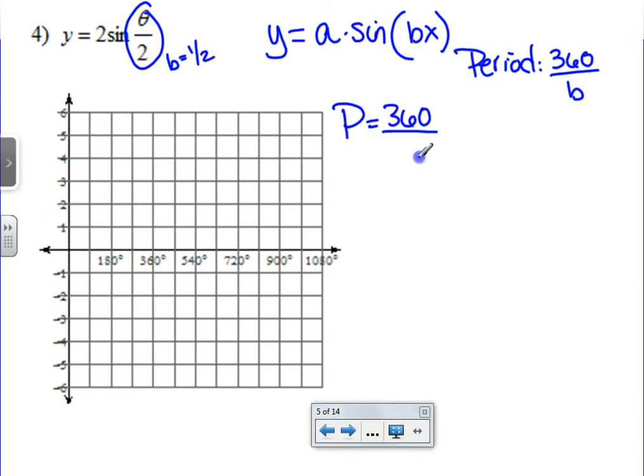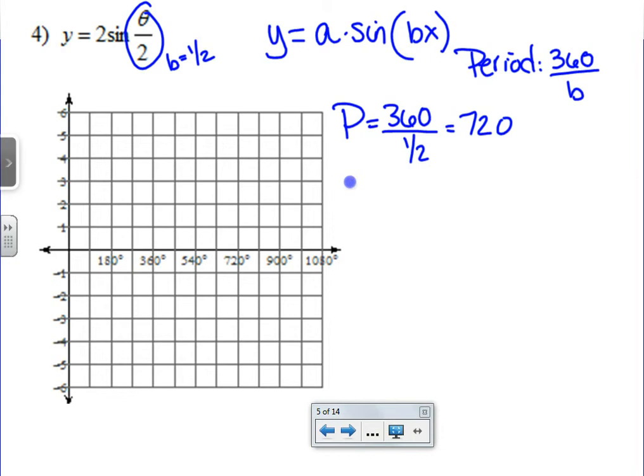It's a 1/2, because it's a 1/2 theta. Do you agree? I know it's divided by 2, but that means it's times a 1/2. What would happen if you took 360 and divided it by 1/2? If you're using your calculator, either type 0.5 or make sure 1/2 is in parentheses. You get 720. What that means is it's going to take 720 degrees for this wave to complete one cycle.